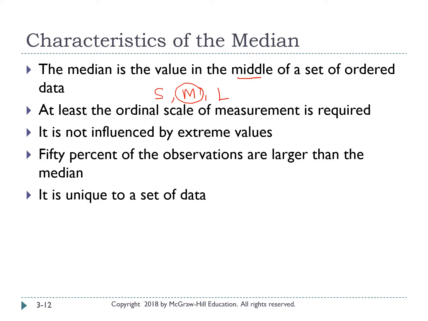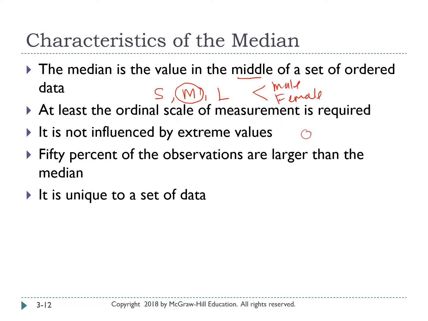So how about the nominal scale? For nominal, you know that you just classify your variable into groups. For instance, gender, you have male and female. So which one is the middle? You don't know because they don't have an order or rank. So you cannot use the median. Okay, and then it is not influenced by extreme values. So this is the advantage of using medians, because regardless of how large or how small the values in your dataset, it doesn't matter because you will just pick the middle point.